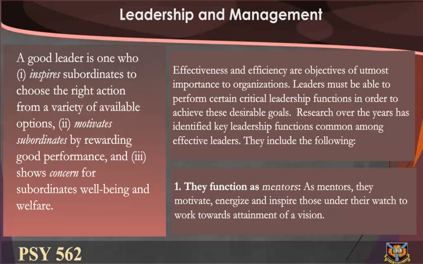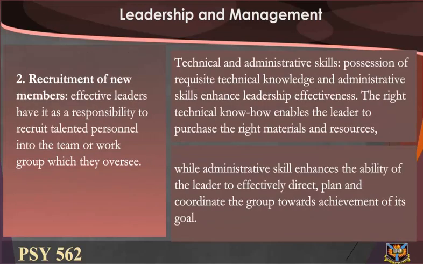Effectiveness and efficiency are objectives of utmost importance to organizations. Leaders must be able to perform certain critical leadership functions in order to achieve these desirable goals. Research over the years has identified key leadership functions common among effective leaders. They include the following. 1. They function as mentors. As mentors, they motivate, energize, and inspire those under their watch to work towards attainment of a vision.